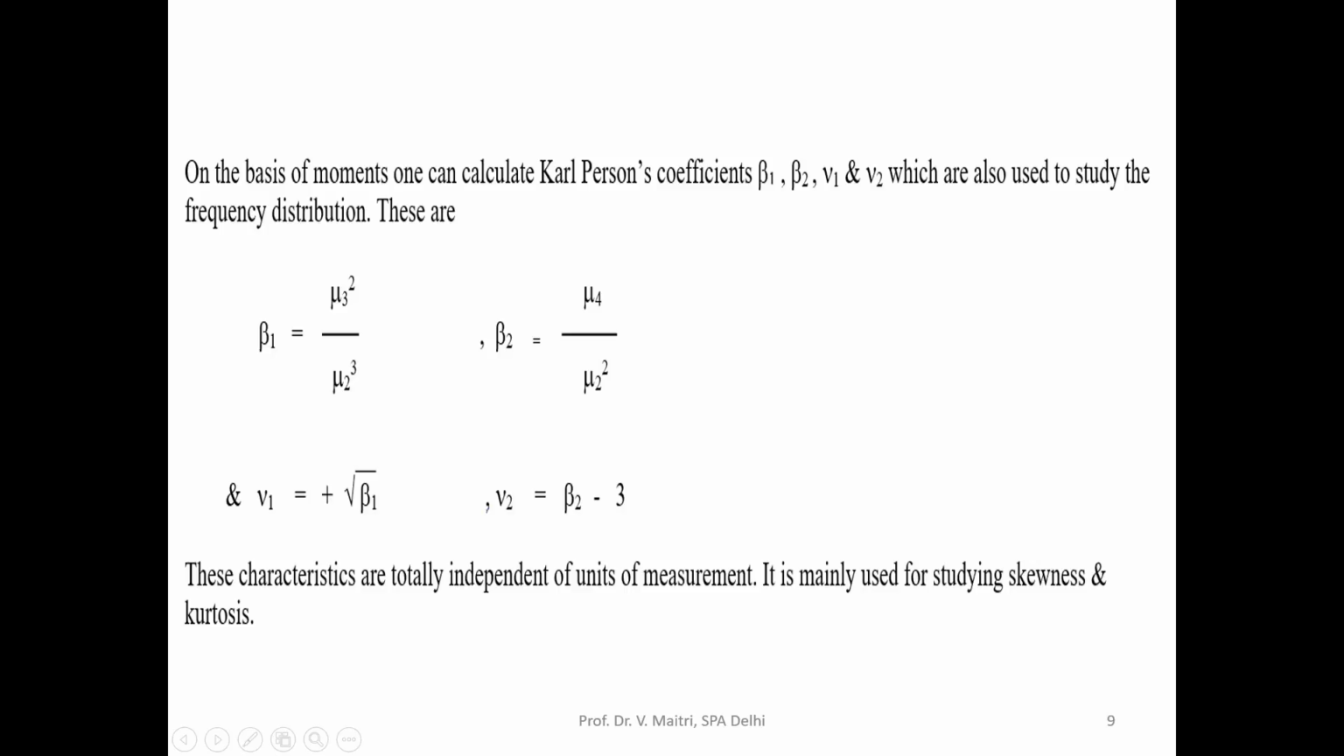So these characteristics are totally independent of units of measurement, that is important. So it is independent of unit of measurements. So it is mainly used for studying skewness and kurtosis. What is that skewness and kurtosis? We are going to discuss. That is nothing but where the data is moving, in which direction data is moved.